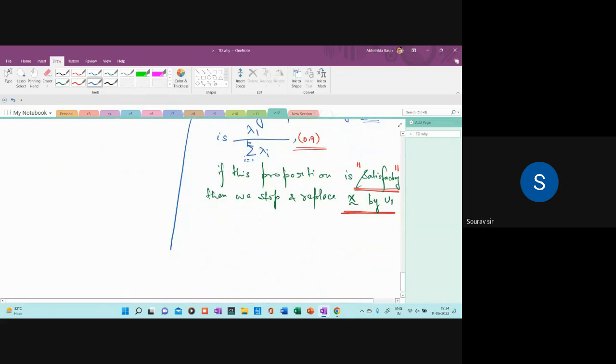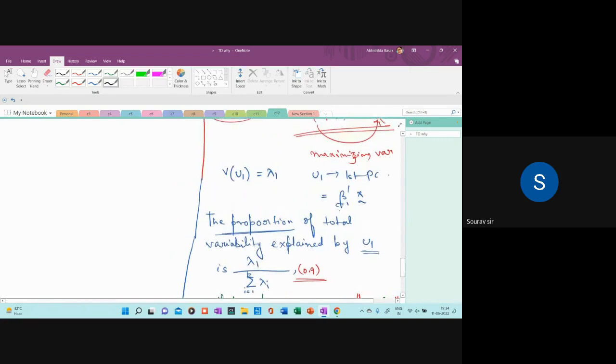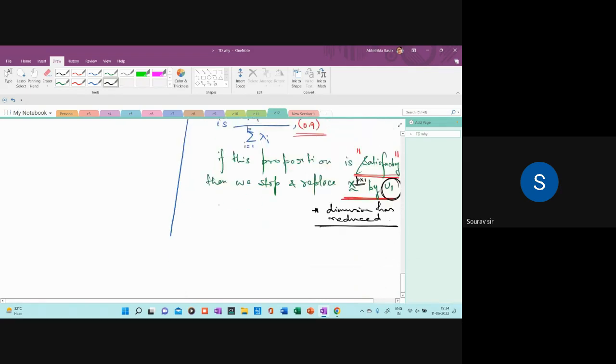Here dimension reduction has happened. How has the dimension reduced? Instead of dealing with this whole x curl, which was of order p cross 1, I am just dealing with a single vector u1. What is the value of u1? Beta 1 curl transpose x curl. This is a single, the first component only.